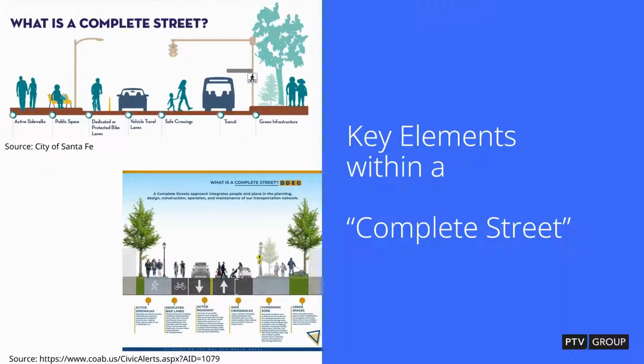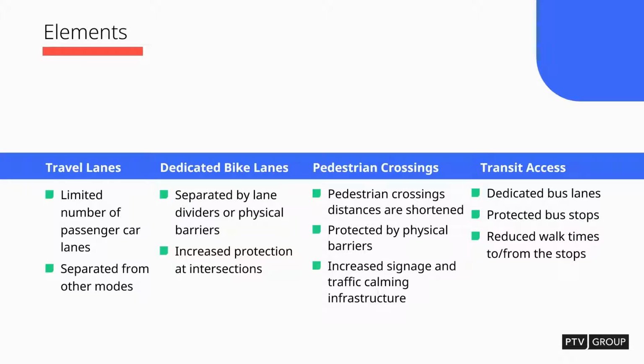So to start, there are some key elements within a complete street. Looking at a few different resources, they all have similar things. Those key elements include sidewalks, transit, biking, bike lanes, protected crossings, greenways, those kinds of things. In particular, with the travel lanes, we're looking at limiting the number of passenger car lanes. This helps with the pedestrian crossings as well as conflicts between passenger cars and other modes of transportation.